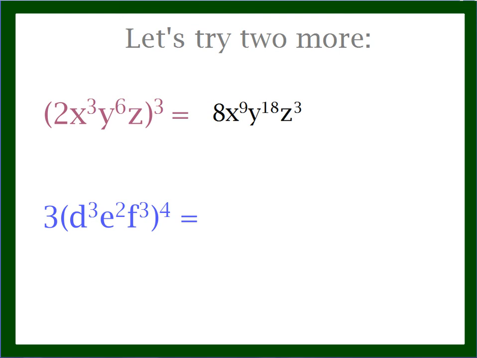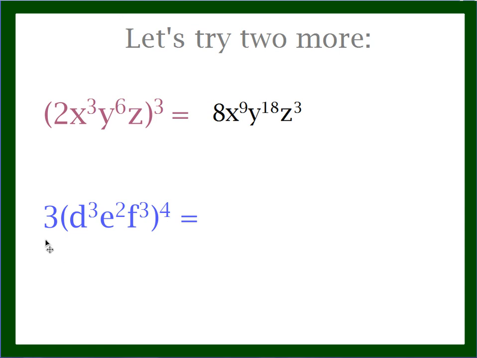And we're simplified. Be careful, one of the most common mistakes that students make in this situation is multiplying the coefficient times the exponent. This is not 2 times 3, it's 2 to the third power. Be a little careful with that.